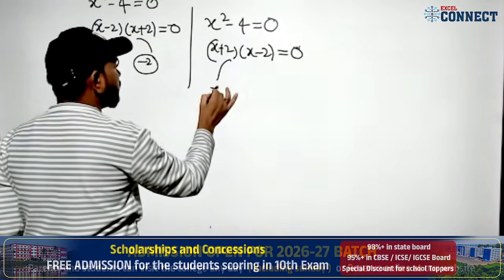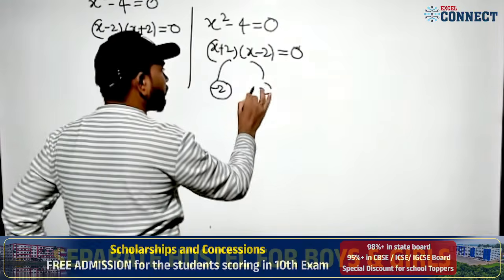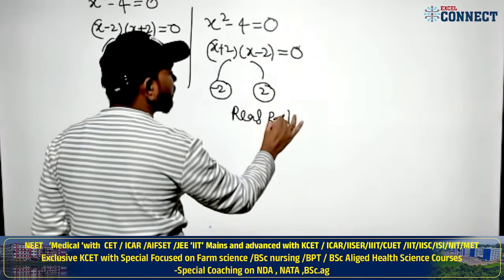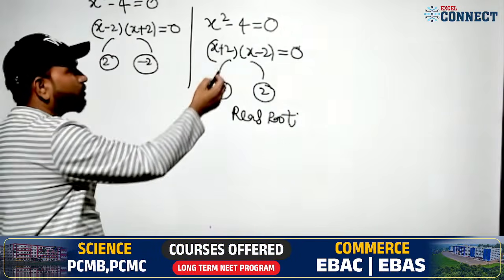So you can say, sir, the roots are minus 2 and 2. Real roots are coming. What is the real root? Plus 2 and minus 2.